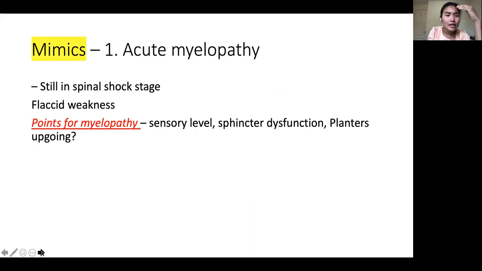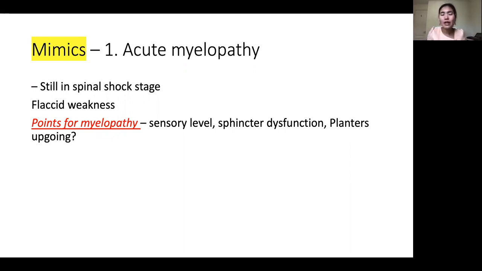Okay, so what are the mimics? Acute myelopathy. You might consider acute myelopathy if a patient has a sensory level. For peripheral nerve problems, the longest nerves are the nerves in the legs. The weakness will go up gradually, and when it reaches a level above, let's say, the knees, the patient will start having symptoms in the hands. That's how peripheral neuropathy behaves.